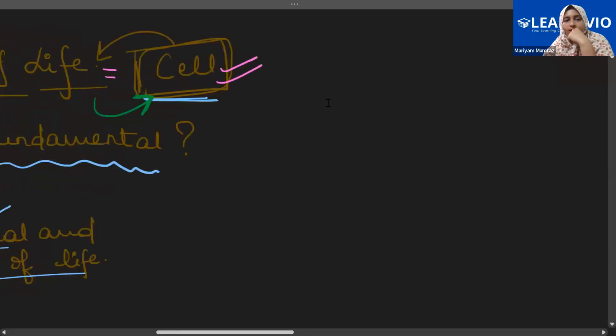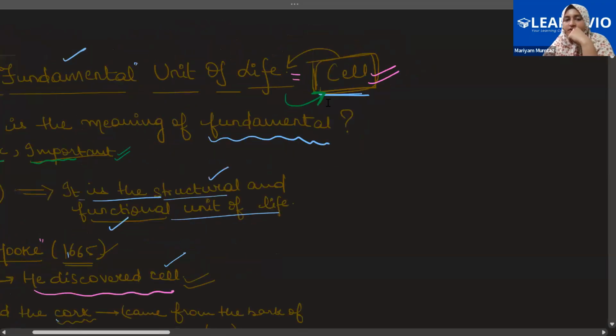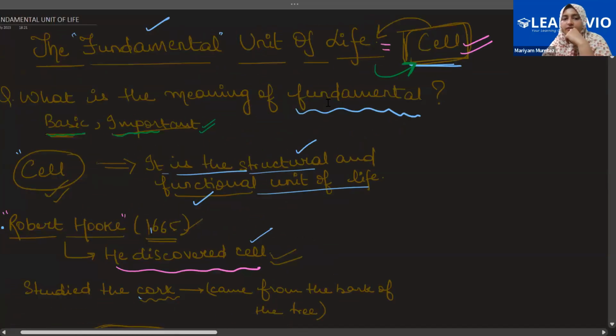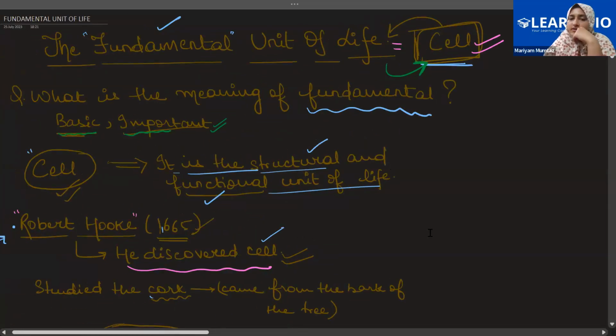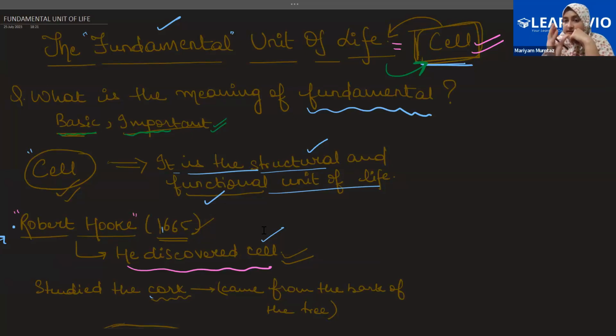All right. Okay, so let us start with the first chapter, that is the fundamental unit of life. Now, in this particular chapter, we're going to study every single thing about the cell. What are the components of the cell? What are the things that go inside? How does it work? What is the use? And every single thing that there is.